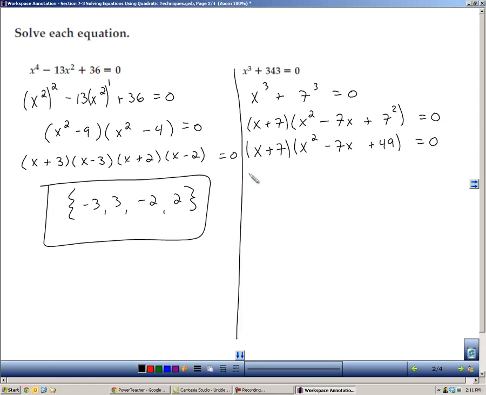Now we'll use the zero product property, set each group equal to 0. This one's a little more complicated than the last one, so I'm actually going to write it out. Over here, we'll subtract the 7, and so one of our solutions is going to be x equals negative 7.